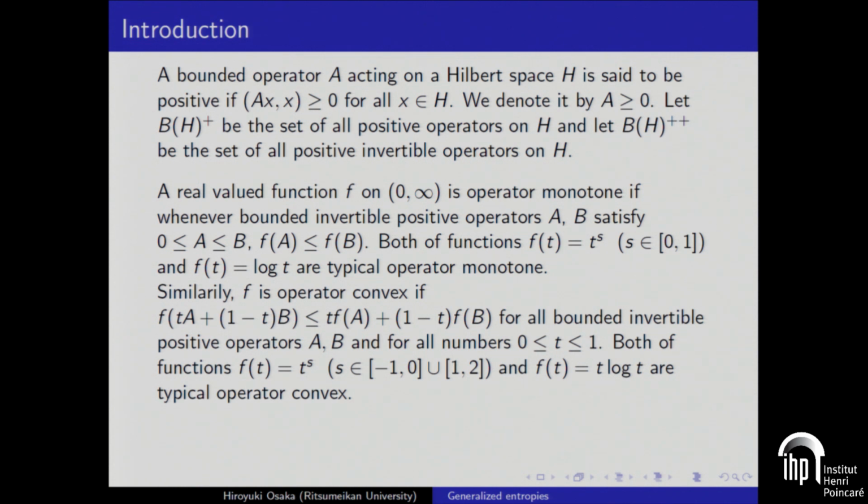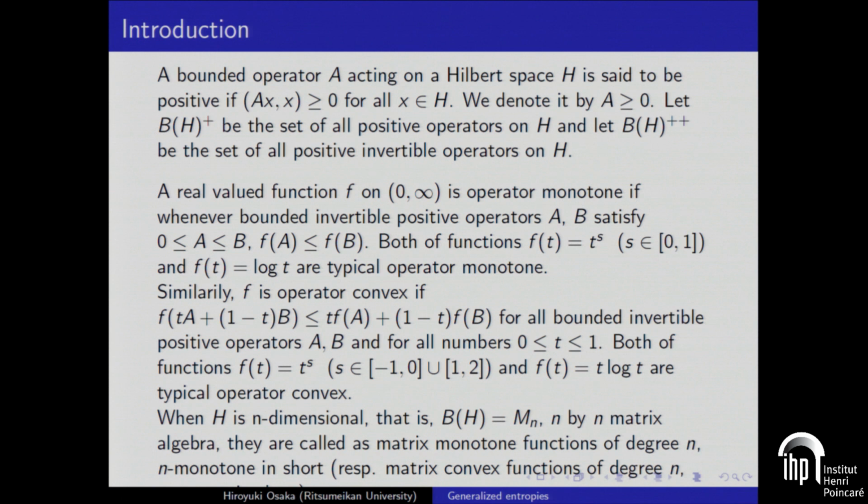Similarly, there is operator convexity. This was already discussed in the morning session, but this is the definition of operator convexity as usual. A typical example is t to the power s, but in this case the range of s is [-1,0] union [1,2]. Or this is a typical one related to information theory, as you know.